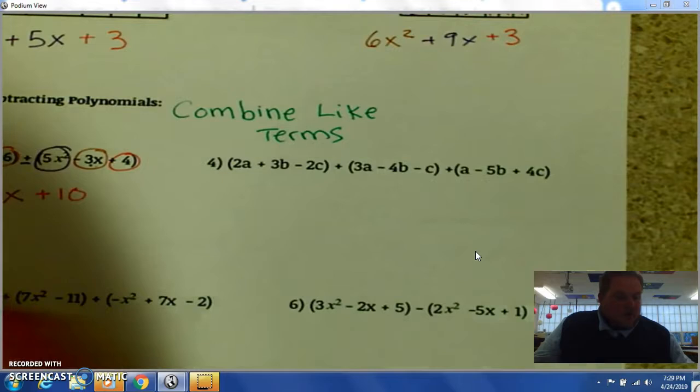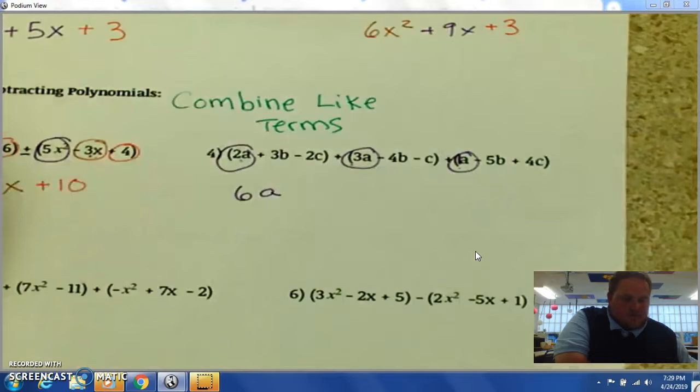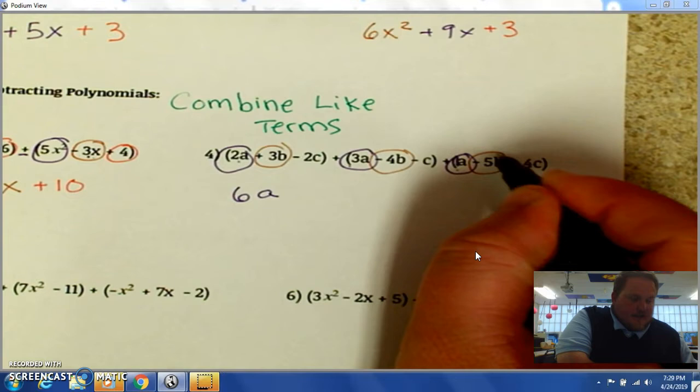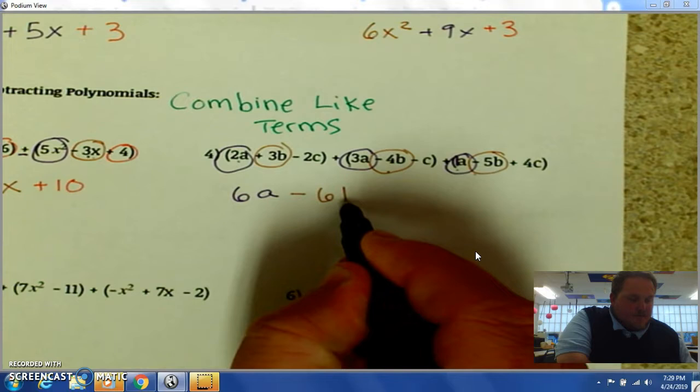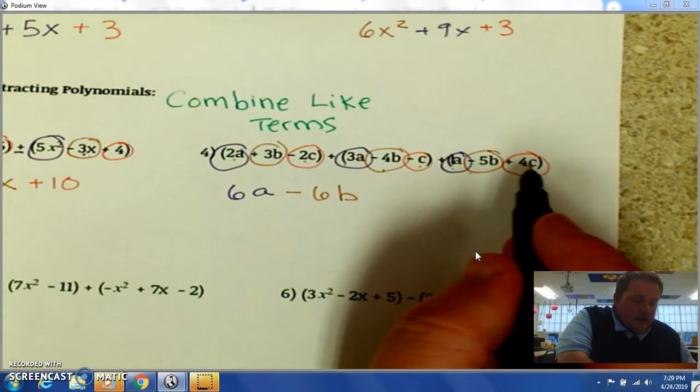Okay, here. Again, all of this is plus, okay? So we're going to combine our a's. They're like terms. 2 plus 3 plus 1a. Remember, it has an imaginary 1. So 2 plus 3 plus 1 is 6a. Now let's combine our b's. 3b minus 4b minus 5b. 3 minus 4 is negative 1. Minus 5 is negative 6. And then minus 2c minus c plus 4c. So negative 2 plus negative 1 is negative 3 plus 4 is 1c. Okay. Just combining those terms.